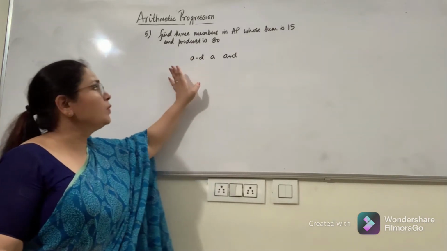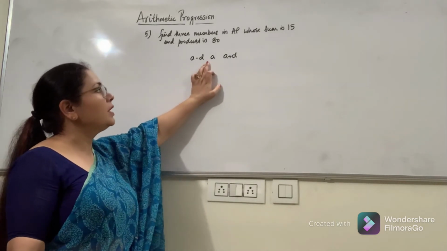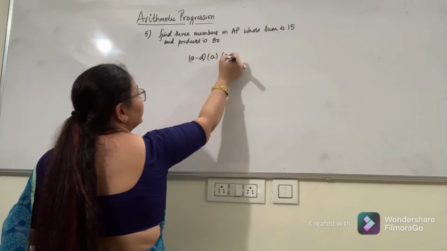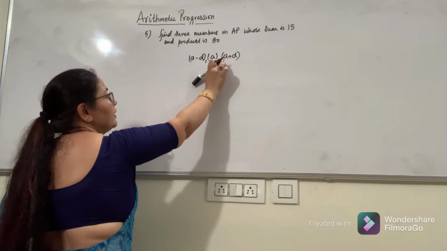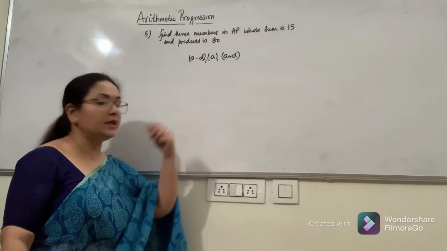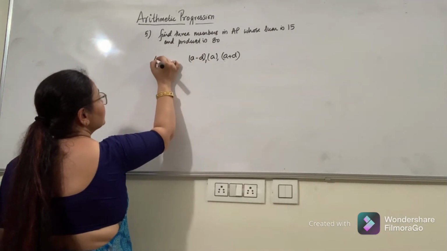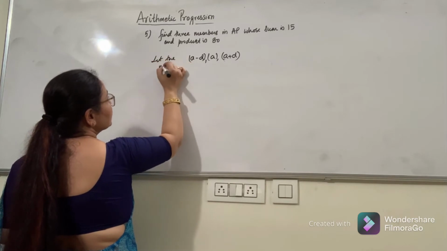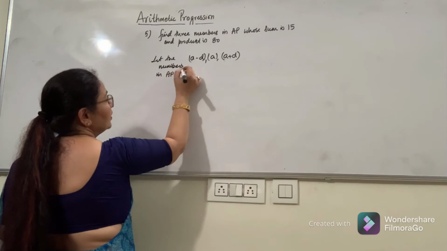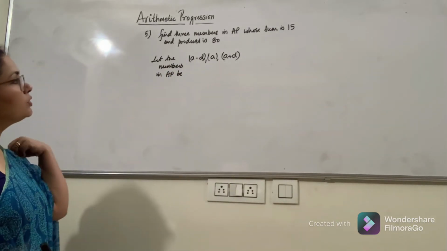So whenever we have to assume three numbers in AP, we write a minus d, a and a plus d. These are my three terms which are already in AP. Are they in AP? Yes, because if we subtract them from each other, we get d as the common difference. Now, let the numbers in AP be a minus d, a, and a plus d, and whose sum is 15.